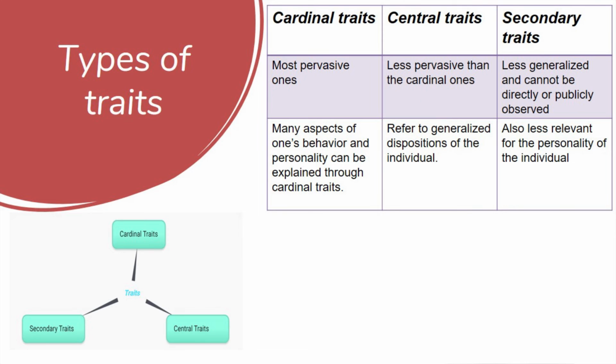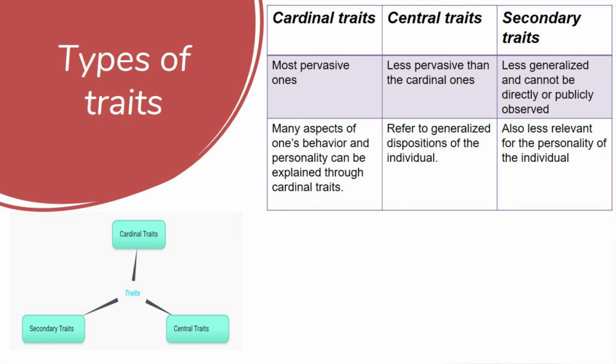Okay. So the examples of central traits will include one's honesty, shyness, anxiety, intelligence, and irritability. So these are less pervasive than the cardinal traits, but they are a general disposition about an individual.